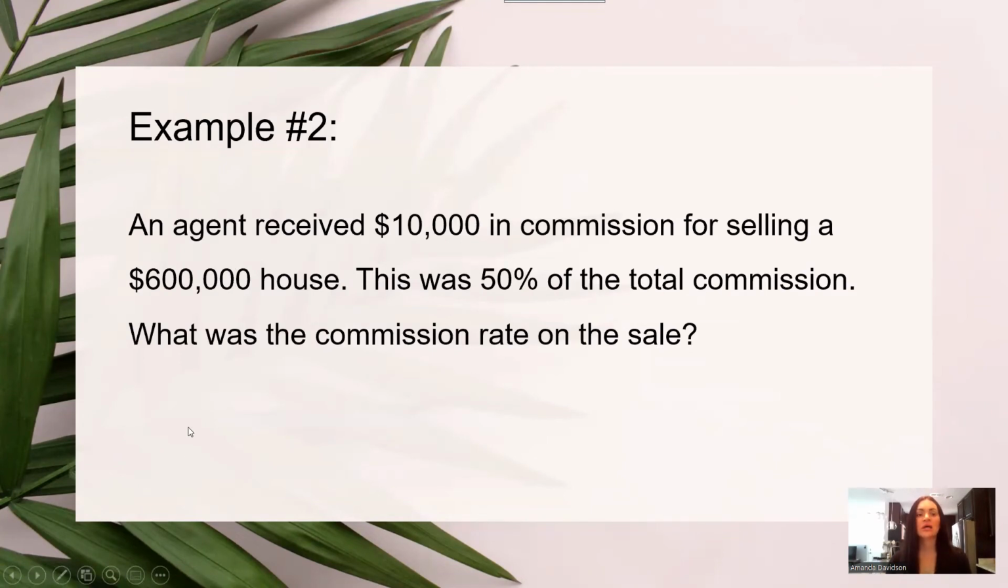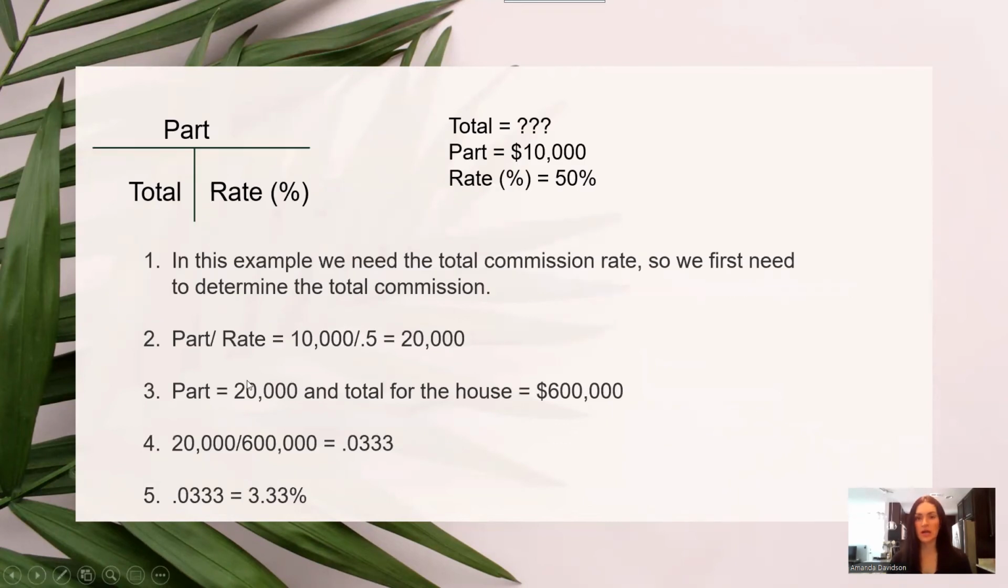Example number 2, an agent received $10,000 in commission for selling a $600,000 house. This was 50% of the total commission. What was the commission rate on the sale? So let's come over here. This one's a little bit trickier, not hard, just a little bit trickier. Again, something similar that you will see on the exam. They definitely try to throw you off, but not to worry, you've got this.